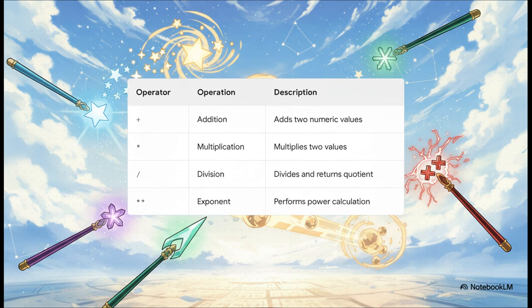We call them operators. The plus sign? That's your addition wand. The little asterisk is for multiplication. The slash is for division. And the double asterisk, ooh, that's a powerful one. That's the exponent wand for raising a number to a power.